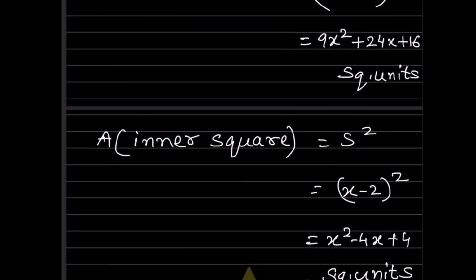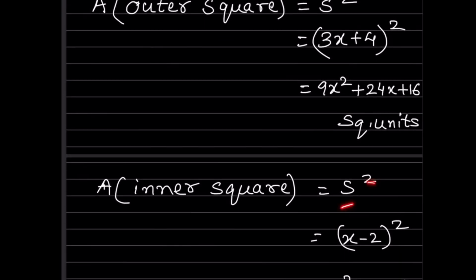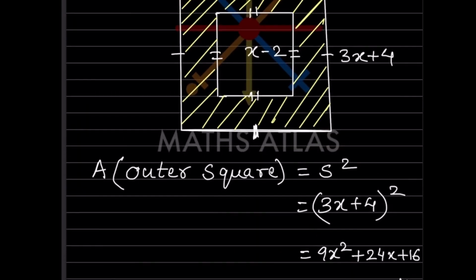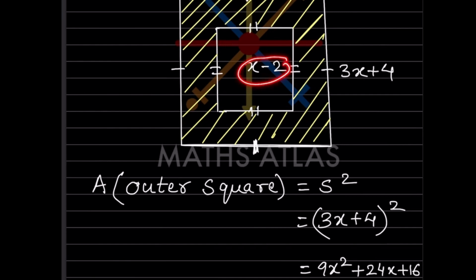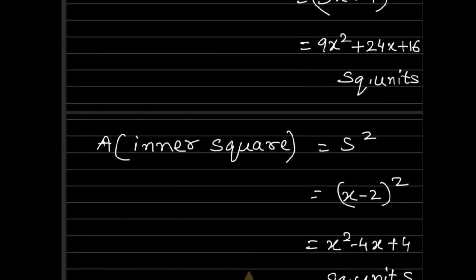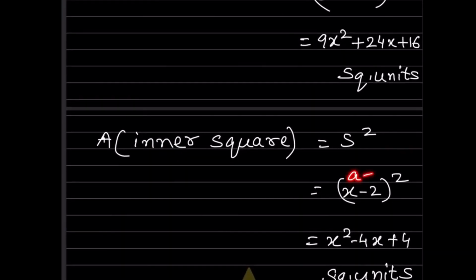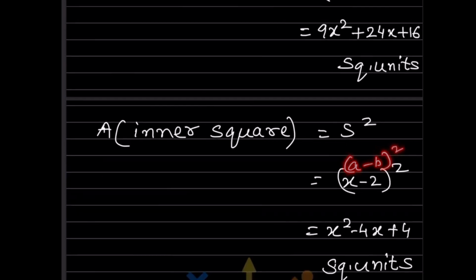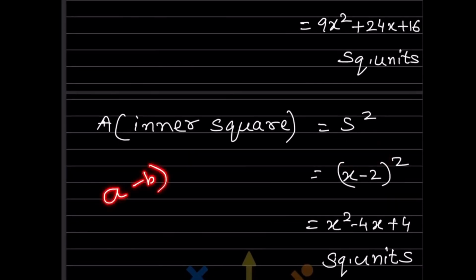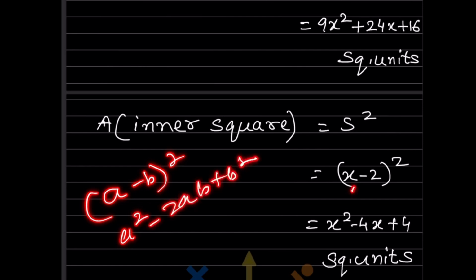Now we will take the inner one. For the inner one, again the same formula, because that is also a square. So now the side is given as x minus 2, so we will take (x - 2). This is in the form of (a - b) whole bracket square. So again, (a - b) whole bracket square should be a square minus 2ab plus b square. What is a square? This is a, this is b. So a square means x square, minus 2ab.